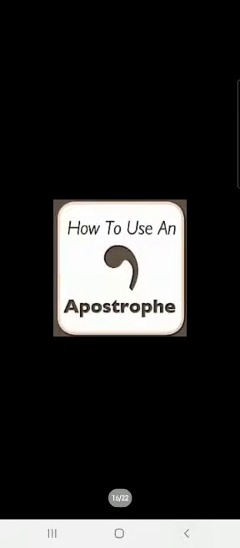Now the other one is the apostrophe. Children, if you all remember, we have seen apostrophes when we did possessive nouns. Remember possessive nouns?